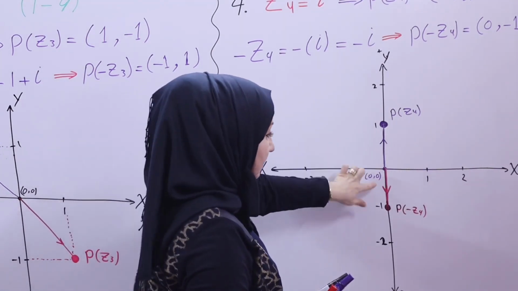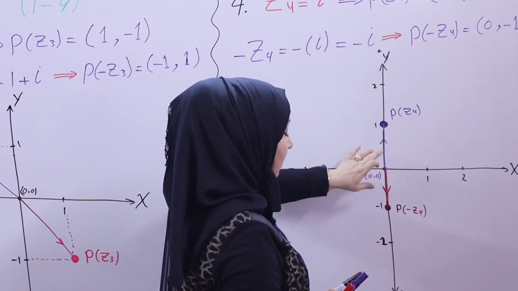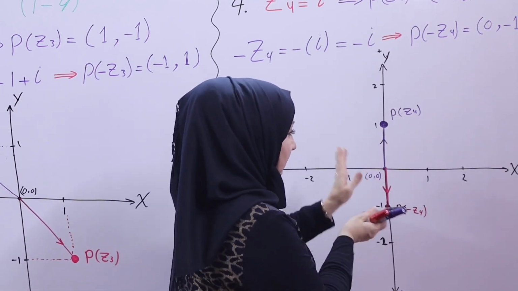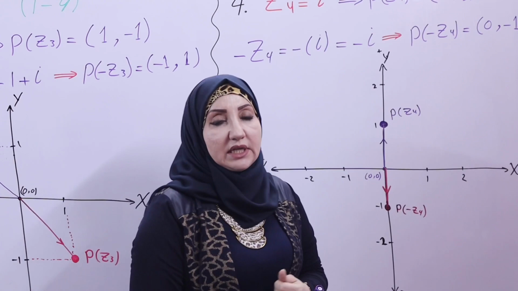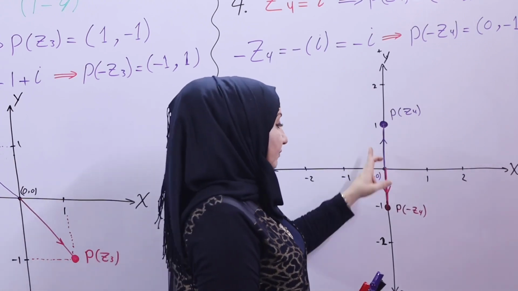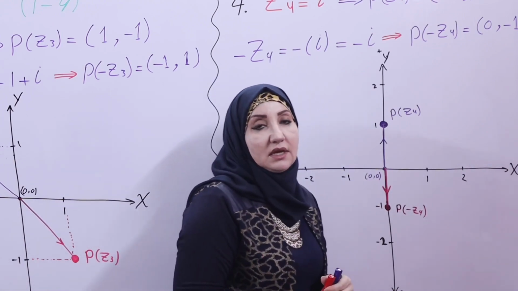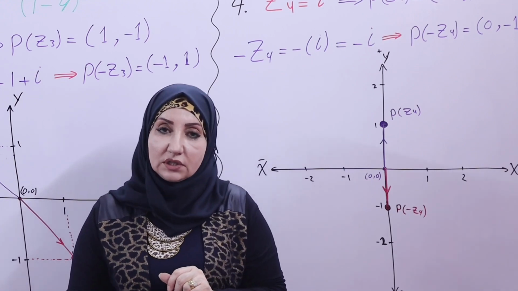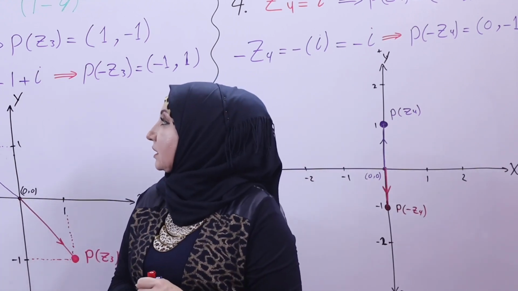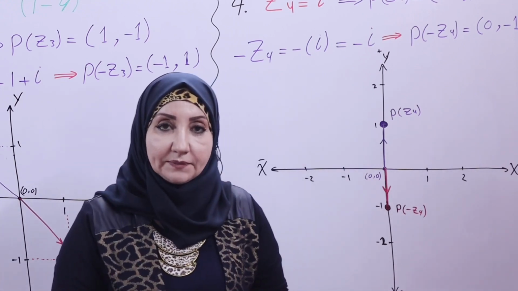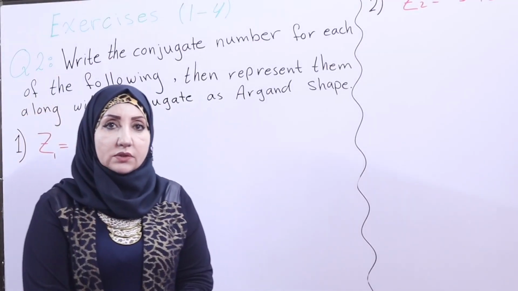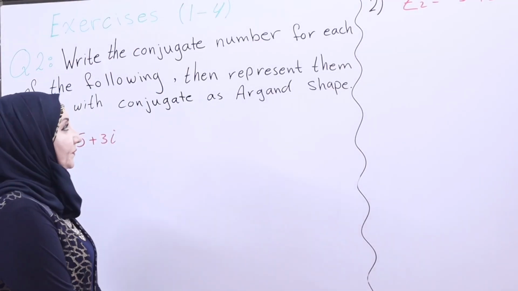And also we see they are on the same extension of the line but in opposite sides. على نفس امتداد المستقيم لكن بالاتجاهين المتعاكسين. So here we finished solving exercise 1. And now we will solve question 2.